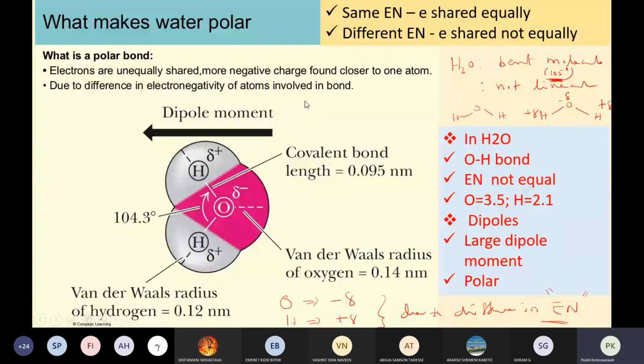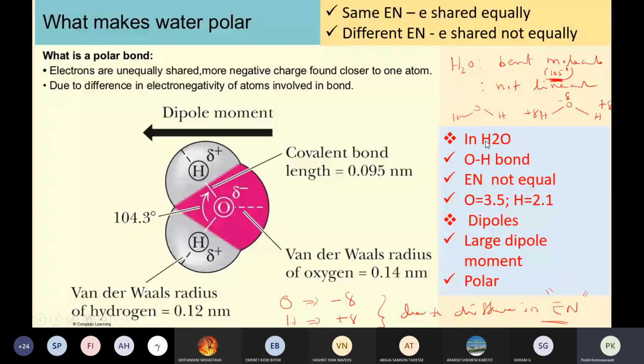polar? So we know that when we say polar or non-polar, in any molecule, if the bonding electrons are shared between the two atoms equally, then we say that it is not polar. If the bonding electrons are not equally shared, then the electrons are pulled towards the one atom which has the higher electronegativity. In such a case, we say that there is a polarity.